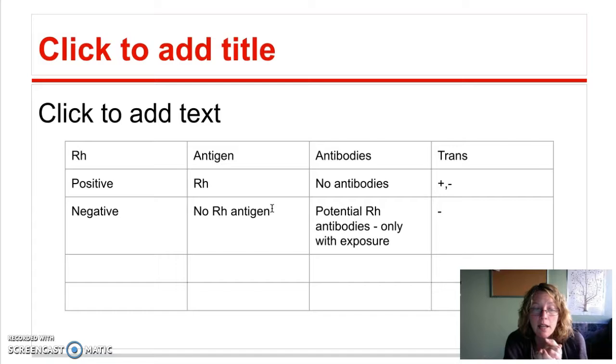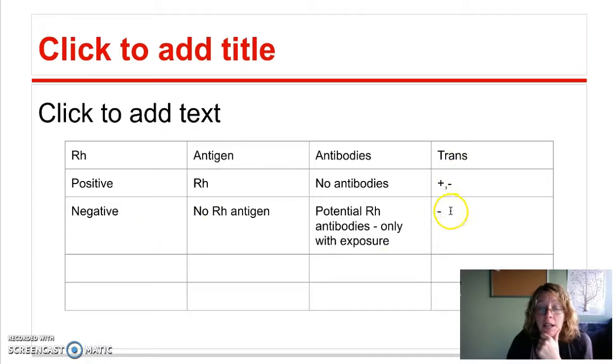So again, Rh antibodies are only made with exposure. And if you are Rh positive, you can get positive or negative blood, but if you are Rh negative, you can only get negative blood.